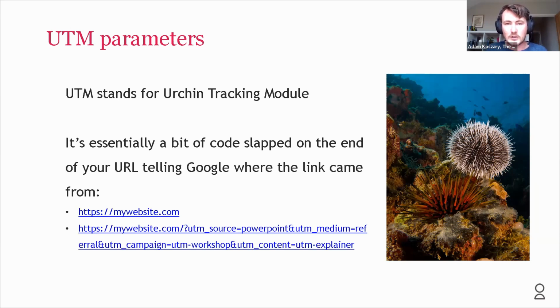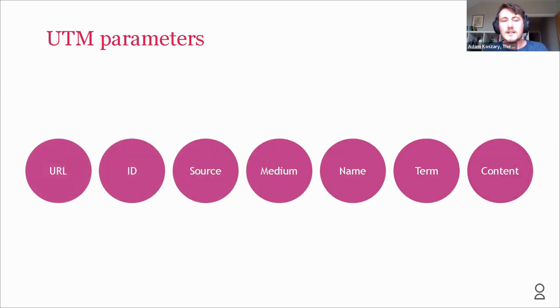So it does look like a load of gobbledygook and looks like spam, but you may have noticed these links if you've clicked on things generally on the internet, where it's not just the URL, it's a load of stuff afterwards as well. The parameters are made up of all of these things. So I'll be going into a bit more detail here, but we're not focusing on the ID and the term in this workshop. We're only focusing on source, medium, campaign name, and content term.